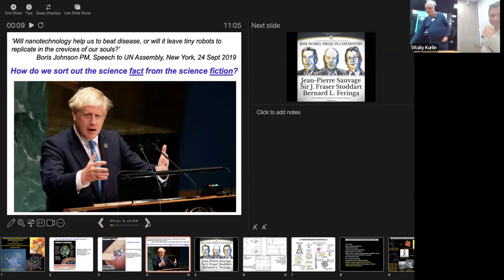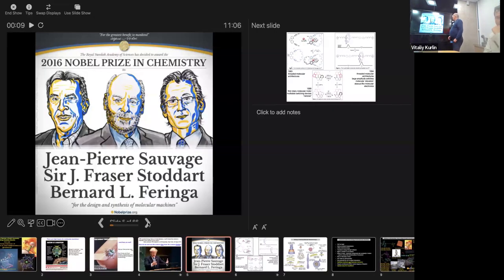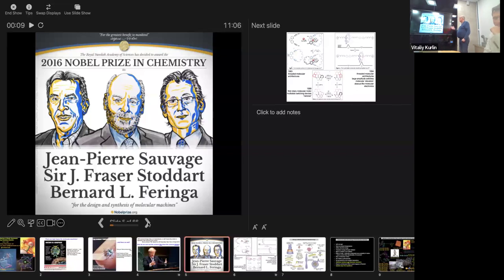So if the general public and politicians, who decide what to do with our tax pounds and euros and dollars, are aware of this subject, then it falls upon us in the area to sort out the science facts from the science fiction in this area, so that people can make better decisions, both politicians in how they assign our money, and voters who can vote on the politicians.